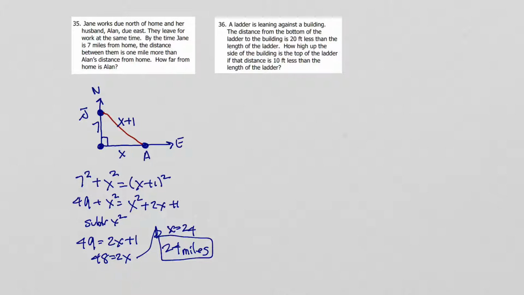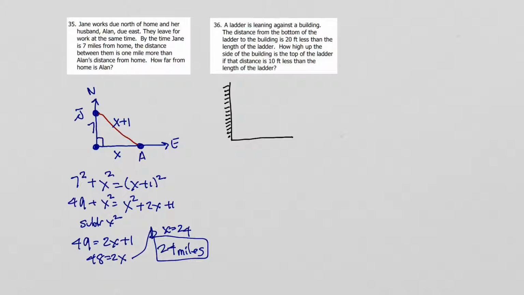Let's give this last word problem, number 36, a try. What we have is a ladder leaning against a building. We can draw that. Let's do that right now. Here's a building. Make that solid. And then here's a ladder leaning against it. All right, so this is the ground. And let's put a ladder leaning against this building.